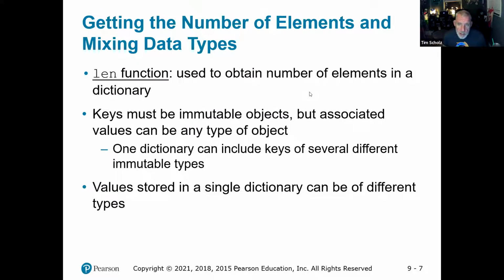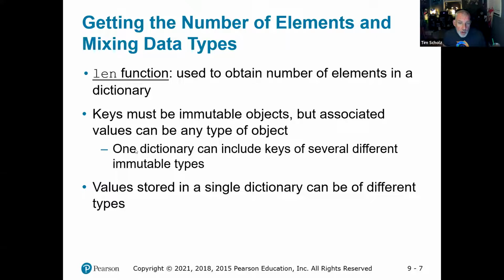So dictionaries, like our lists, also have some additional functions. We can use the length function to obtain the number of elements in a dictionary. So if a dictionary has 5 elements, the len function will tell us how many are in it. Again, one of the key things with dictionaries is that your keys must be immutable objects, but the associated values can be any type of object. So we can theoretically have a list at a key, or another dictionary at a key. We can obviously have strings, integers, and floats as well.